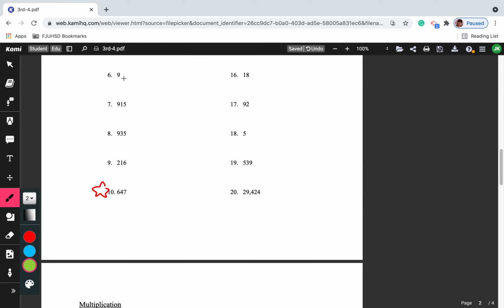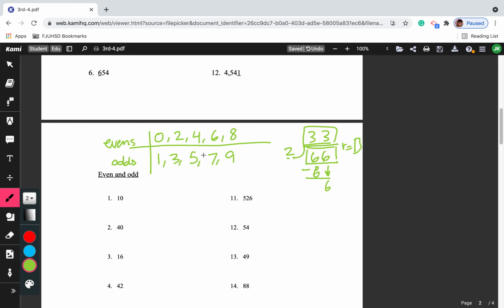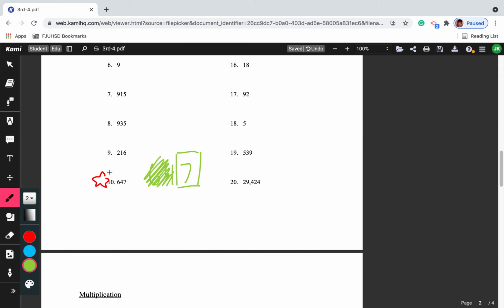So we're going to look at number 10. Let's ignore those two numbers and only focus on this. From what we know, it ends with 7, and 7 is an odd number. Therefore, this is odd.